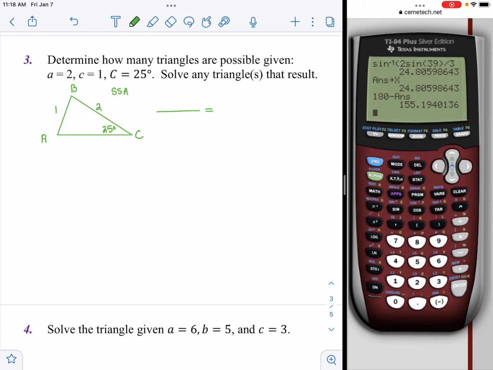So my ambiguous case, so I'm going to start off with my proportion using the law of sines. Sine of 25 over 1 is equal to sine of angle A over 2. Notice you're doing angle A now because that's where the 2 is across from. All right, so I like to do the variable first. So 1 times the sine of A, which is just sine of A, so I can get rid of that 1 there. You can keep it if you want to. Equals 2 times the sine of 25.